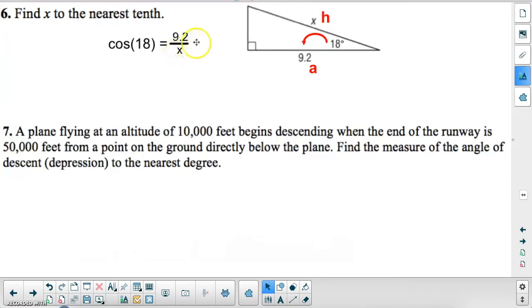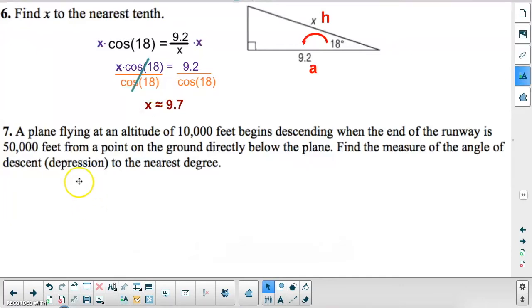When x is in the denominator, we have to multiply by it first. Then we have x times cos of 18 equals 9.2. To get x by itself from here, we have to divide out cosine of 18. When we do that, the cosine of 18 will reduce out on the left, and we're left with 9.2 divided by cos 18. That's what goes in our calculator. And so we get x is approximately 9.7.